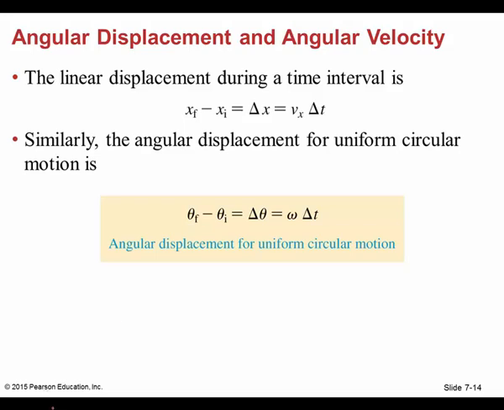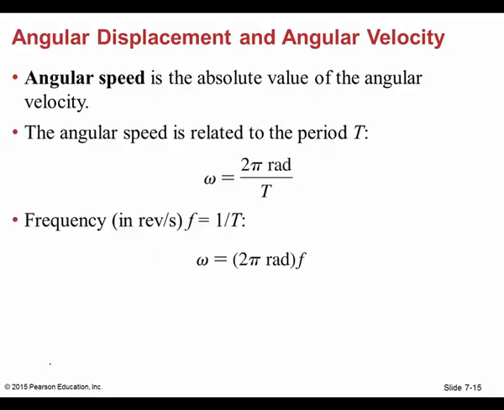Same way we found linear displacement. Theta final minus theta initial is equal to the change in theta, which can also be found if we know the angular velocity and the time. Then we can multiply those two together and find the actual angular displacement. Okay, so there's another equation for your formula card.